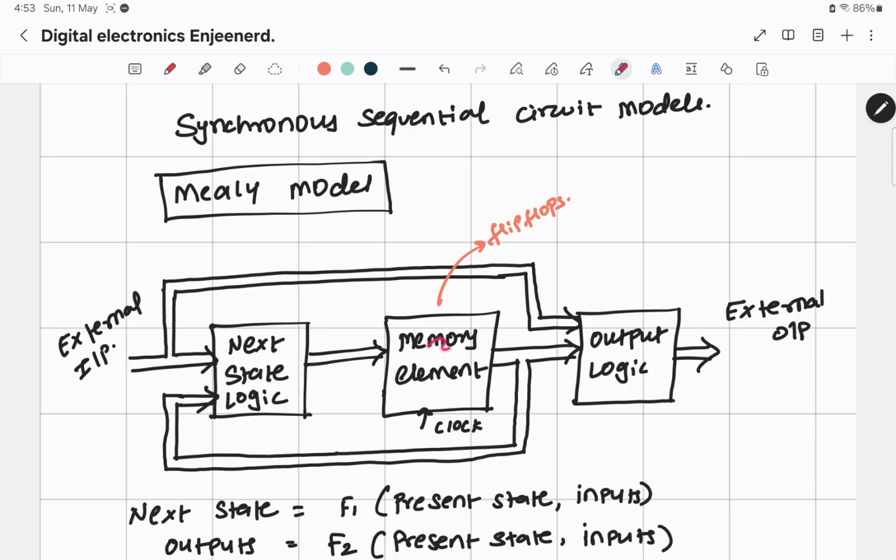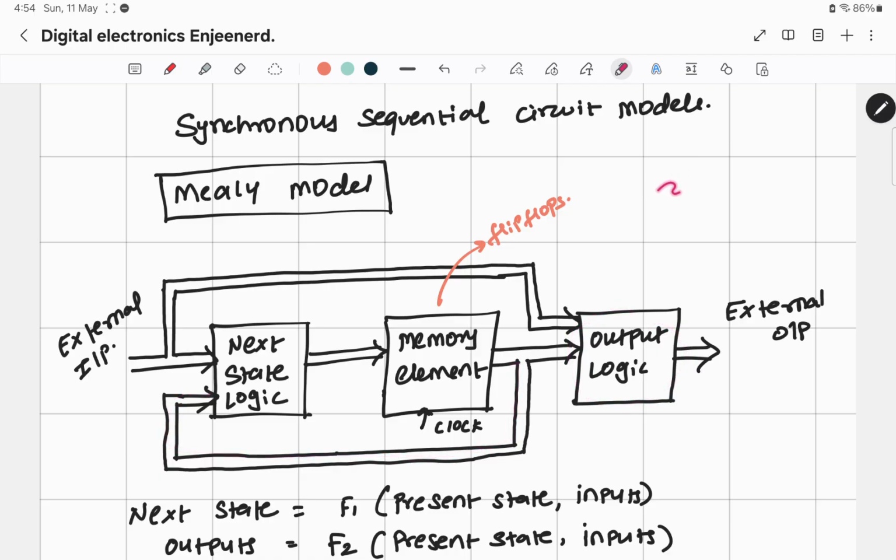Now whenever I have a combinational logic at the next state logic, which will help me create the next state, I'll have some external input coming to this next state logic, which will create some output that goes to the memory. It is saved there in the memory, and this helps you create the output logic. This output of the memory goes as a feedback to the next state logic.